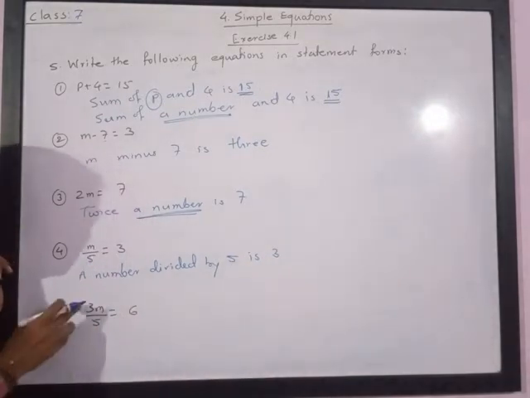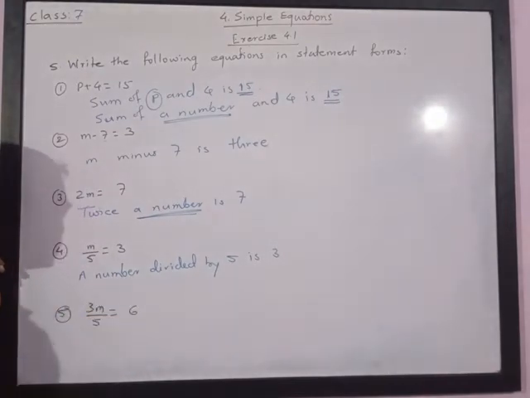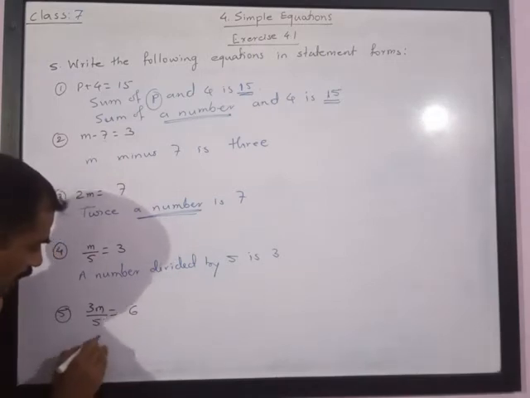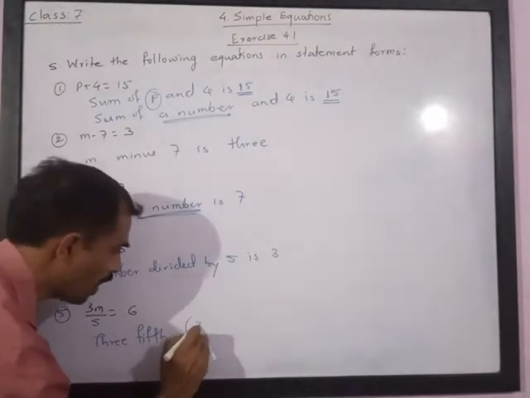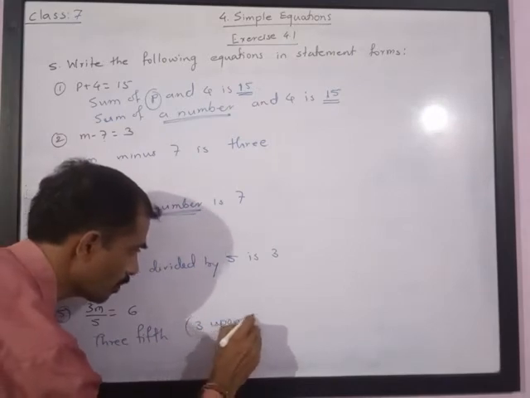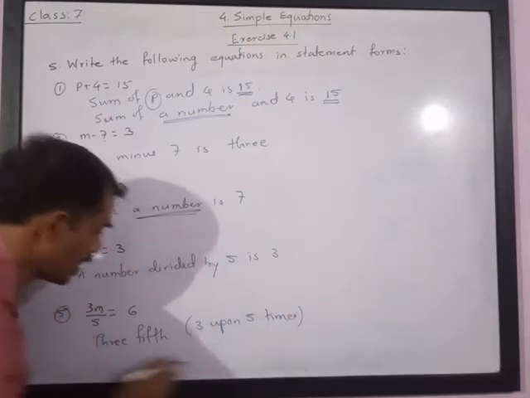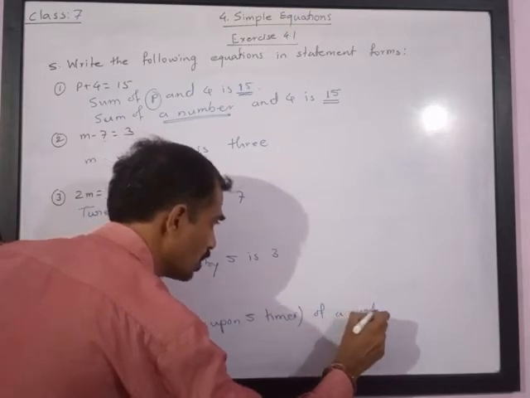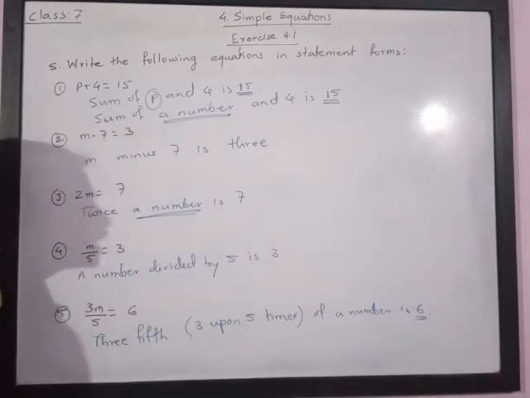Then next is 3 upon 5. So 3/5 of a number is 6. Here you can say 3 upon 5 times, or 3/5. It can be written 3/5 of a number is 6. It can be written in this way as well.